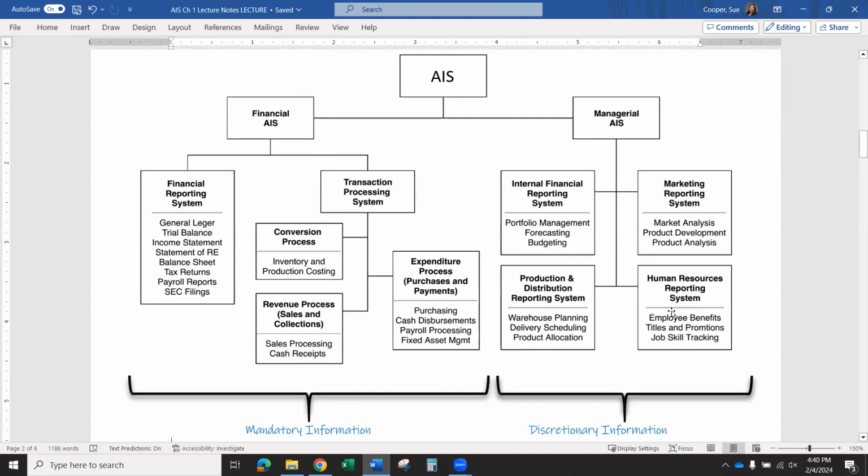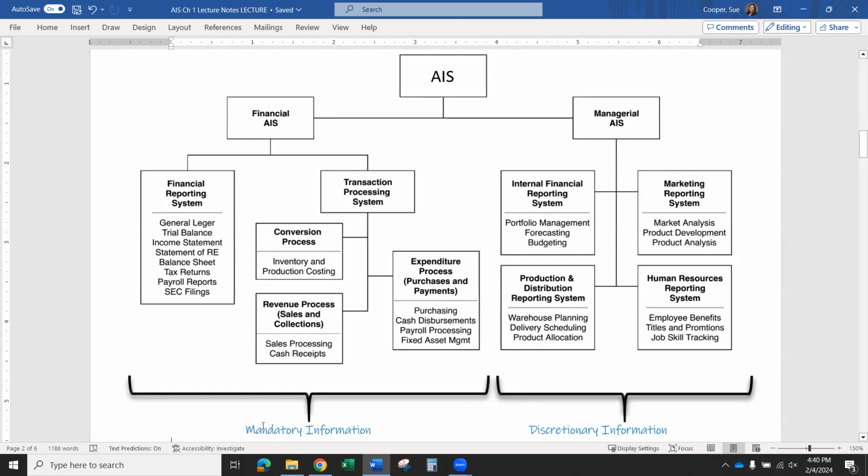On the other side, the managerial accounting side, we've got a little bit more leeway in our reporting. The only one that's maybe a little different is the HR system. They have some mandatory reporting there as well related to payroll, but I put payroll over here in the expenditure, so I guess that's fine because that has some specific mandatory information to be reported. But on the managerial side of the business, the reports that we get are customizable based on our personal needs and situations. So we call this kind of reporting discretionary.